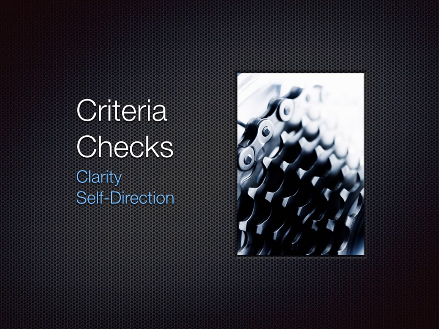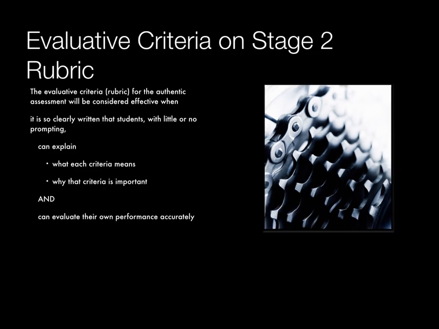On our Stage 2 rubric, we will be reviewing your assessment rubrics for their clarity and for the level of self-direction they provide students. Our Stage 2 rubric defines an effective rubric with two distinct markers. Students can explain the rubric with little or no prompting, and they can use this rubric to evaluate their own performance with some accuracy.